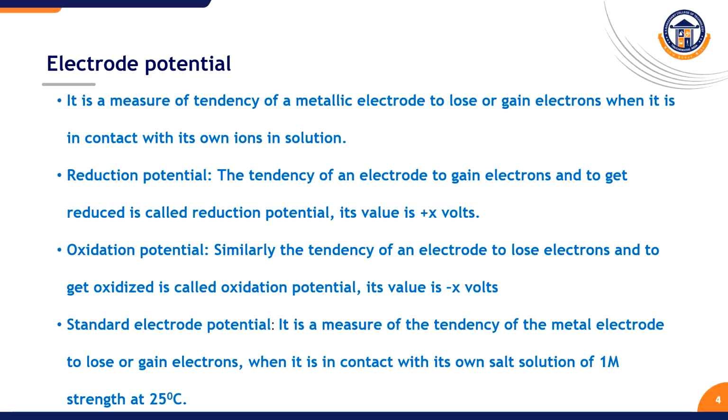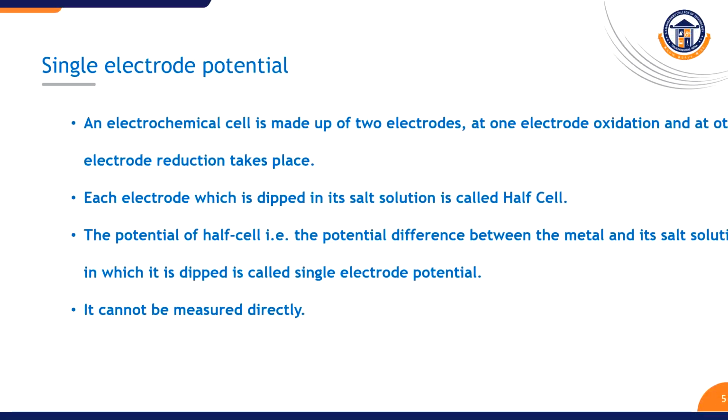It is nothing but the tendency of the electrode to lose or gain electrons when it is in contact with its own ion in solution of 1 M concentration at 25 degrees Celsius. So the standard electrode potential is constant at the given temperature.